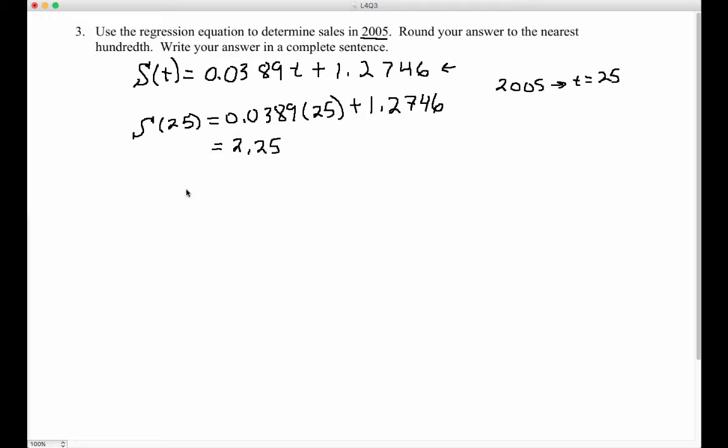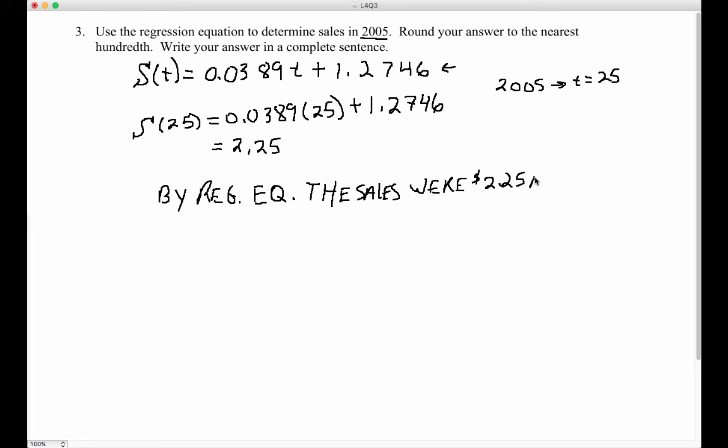Okay, so let's write our answer in a complete sentence. In other words, they want us to interpret what this means. So what this says is, by the regression equation, the sales were 2.25, and this is again in millions of dollars, in 2005.